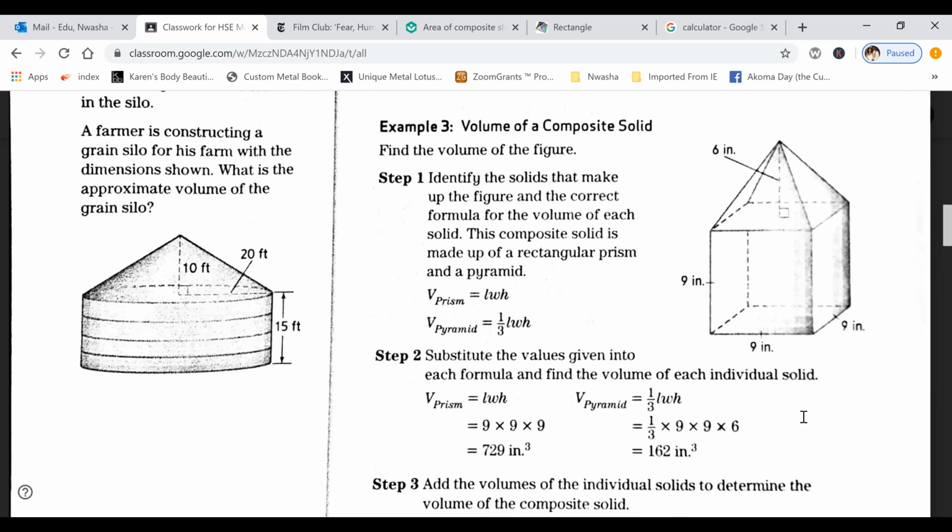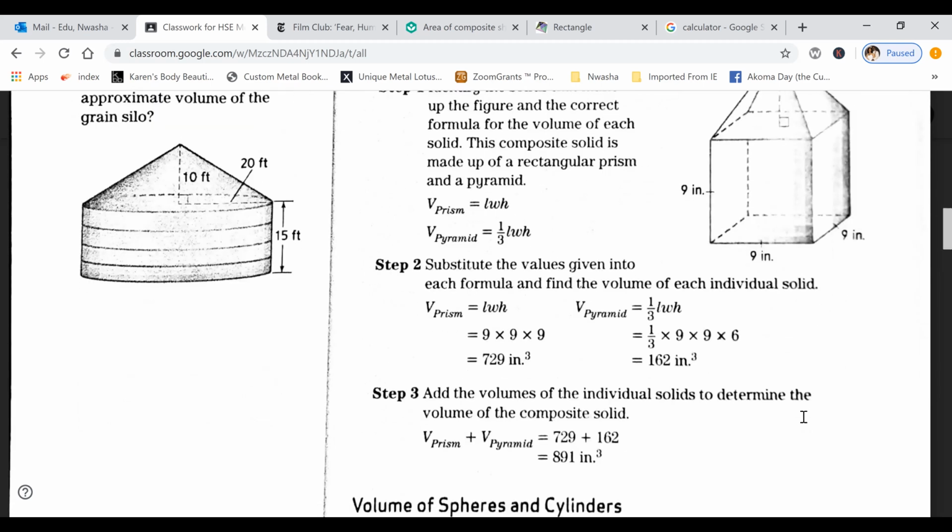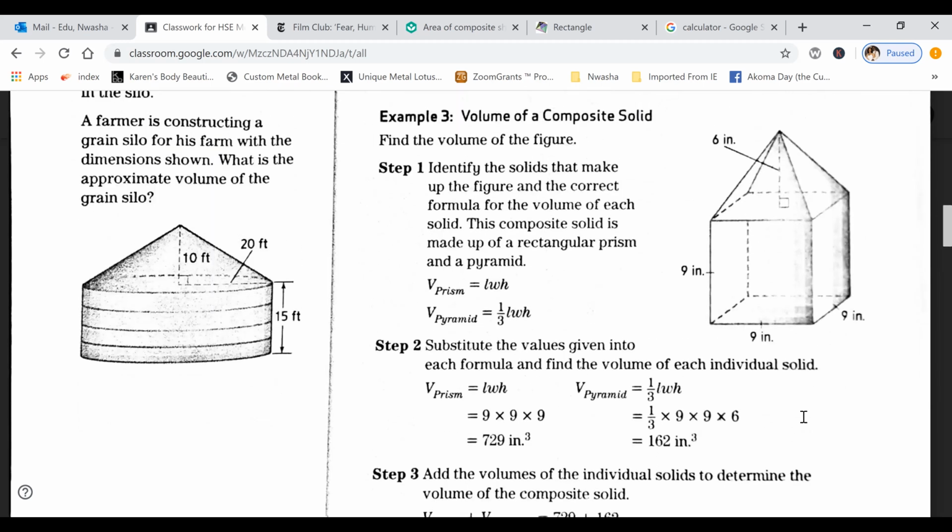So step number 1 is always to identify the shapes and the formula. So this is saying identify the solids that make up the figure and the correct formula for volume of each solid. This composite solid is made up of a rectangular prism and a pyramid. So the prism is going to be length times width times height. And you're looking at this saying it's a square, right? Because it's 9, 9, and 9. So it's a cube.